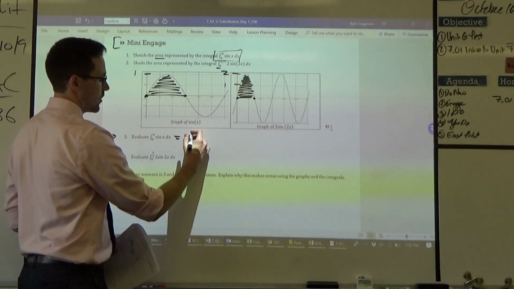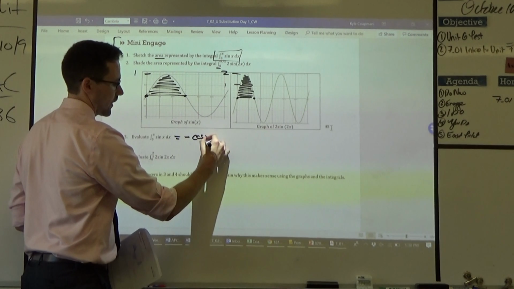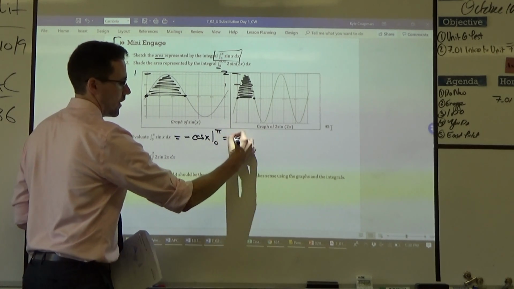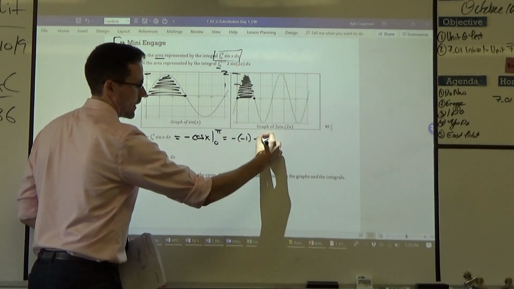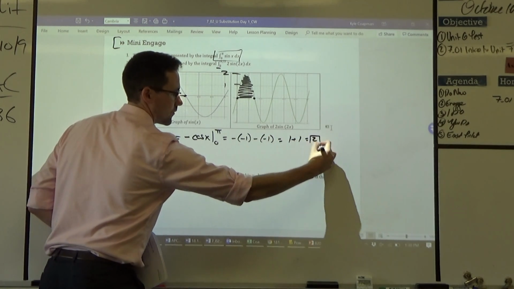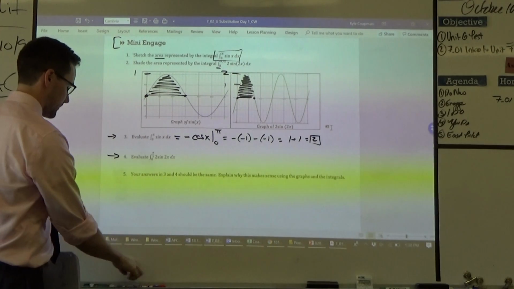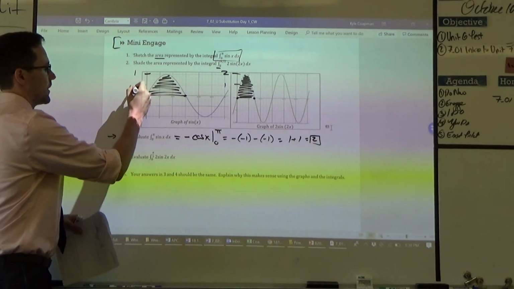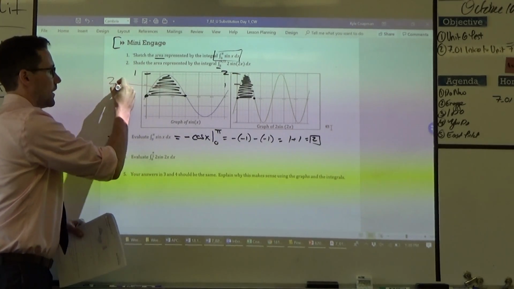So here we go. Antiderivative of sine is negative cosine of x, evaluated from 0 to pi. I get negative 1 minus negative 1. This is 1 plus 1, which equals 2. So that tells me that the area right here is equal to 2.